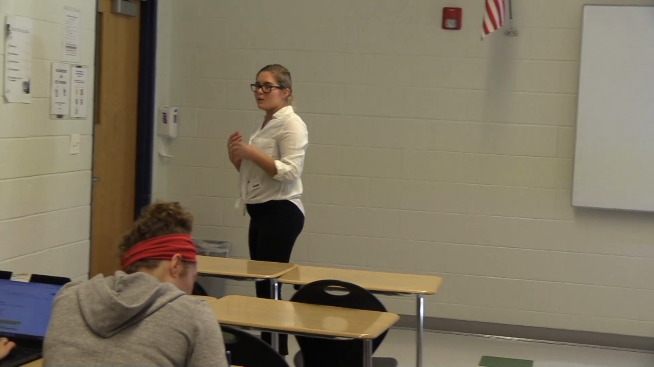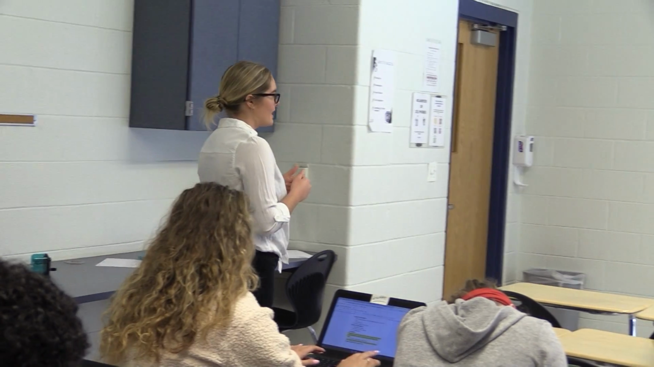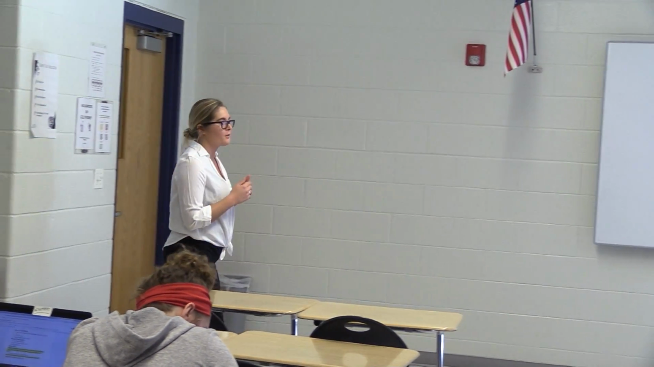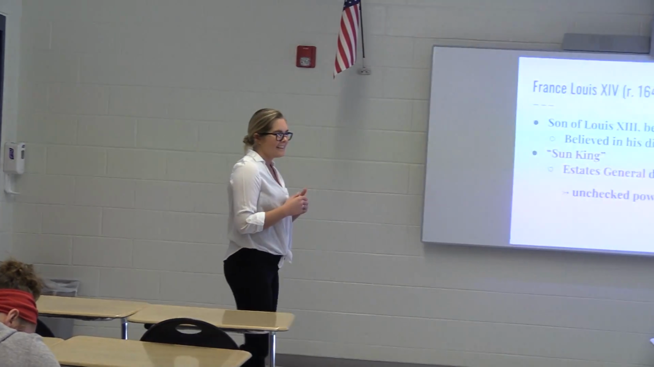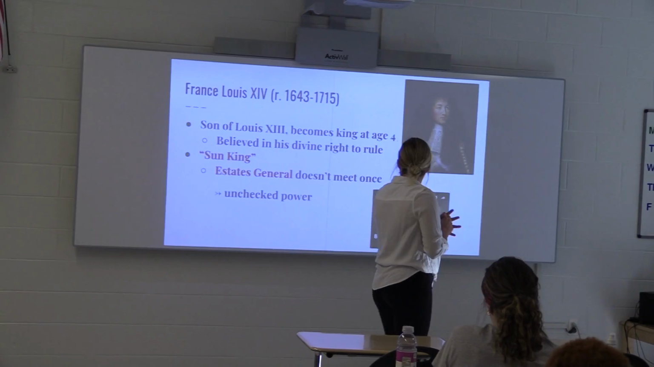Now, if you're given the throne at age of 4, you might get a big head, and it seems like this guy did a little bit. He names himself the Sun God, or the Sun King, and here's why. Because like the sun, the world revolves around Louis. That's this man. That is him.